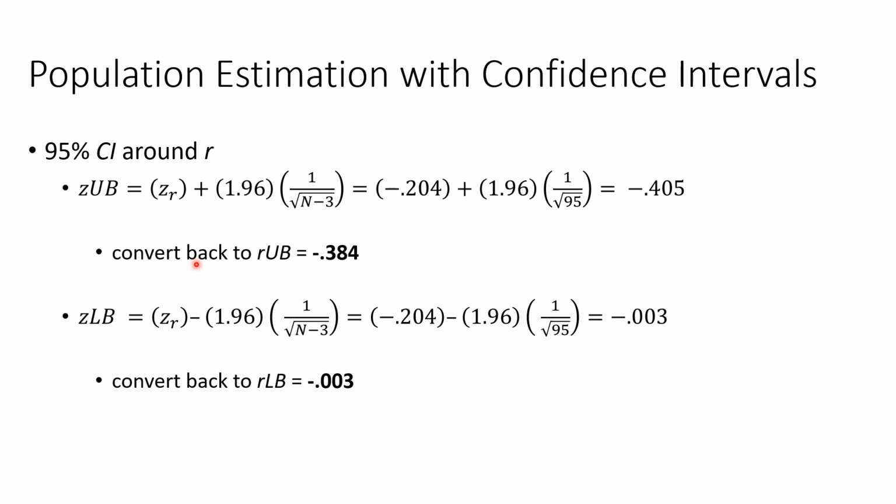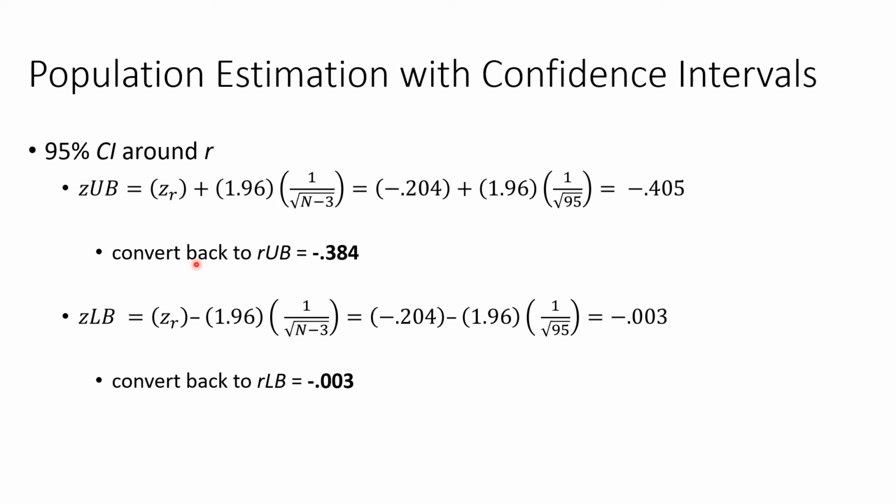But the point here is for you to remember 2 points. First, you have to remember that there's an extra step. If you're computing a confidence interval, you or the computer is going to convert that R to a Z, then find the upper bound and lower bound for that Z.